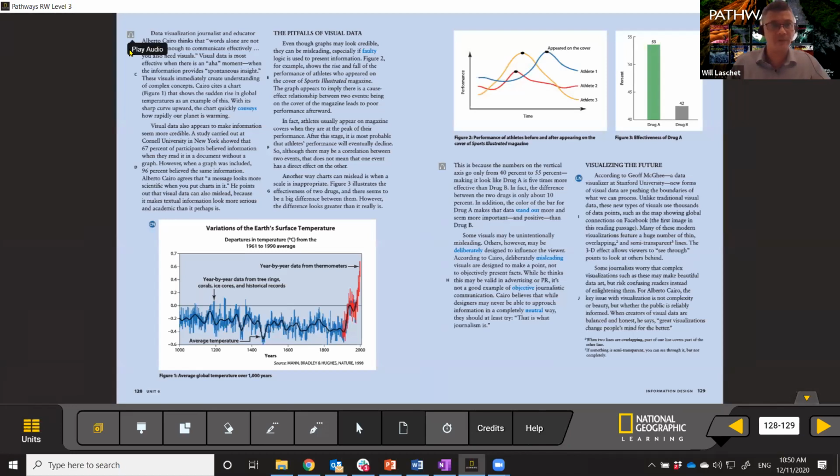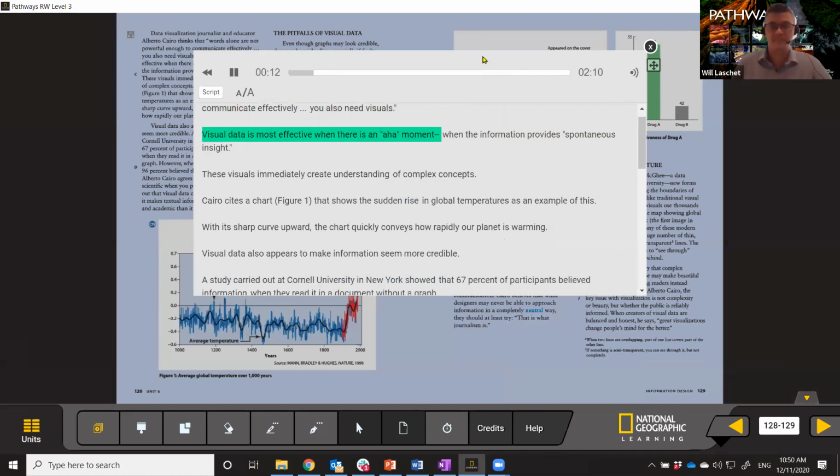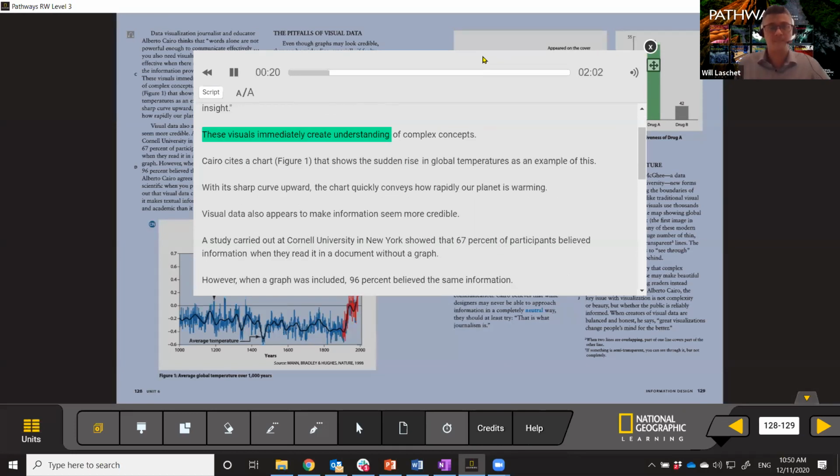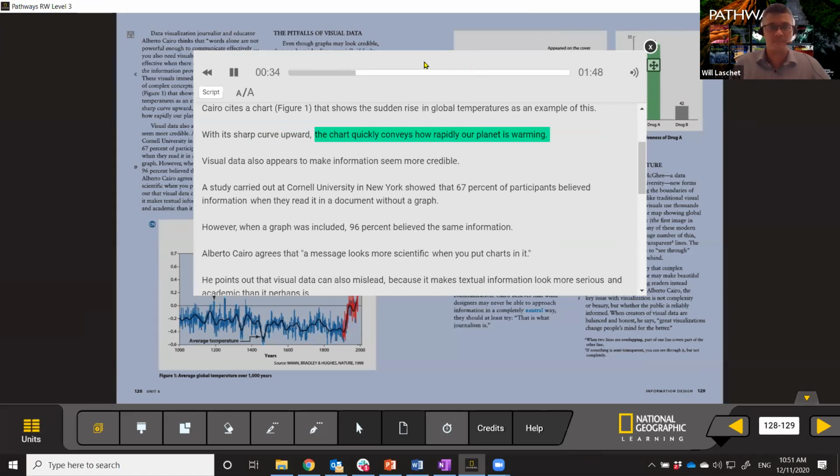Data visualization journalist and educator Alberto Cairo thinks that words alone are not powerful enough to communicate effectively. You also need visuals. Visual data is most effective when there is an aha moment, when the information provides spontaneous insight. These visuals immediately create understanding of complex concepts. Cairo cites a chart, Figure 1, that shows the sudden rise in global temperatures as an example of this. With its sharp curve upward, the chart quickly conveys how rapidly our planet is warming.